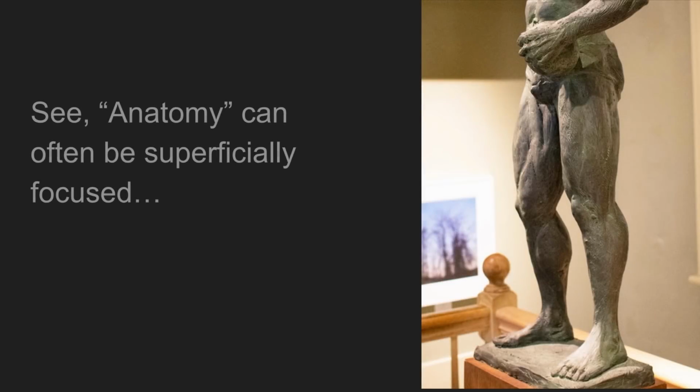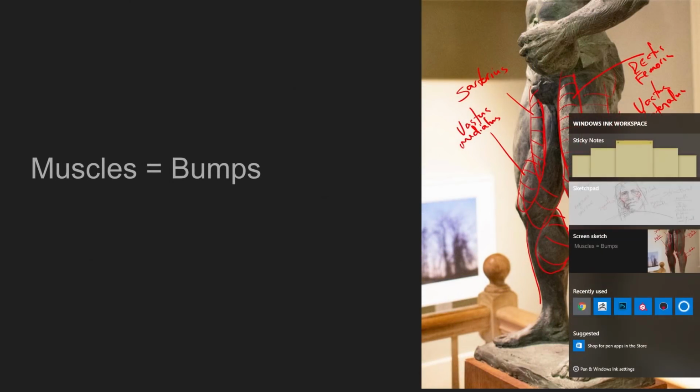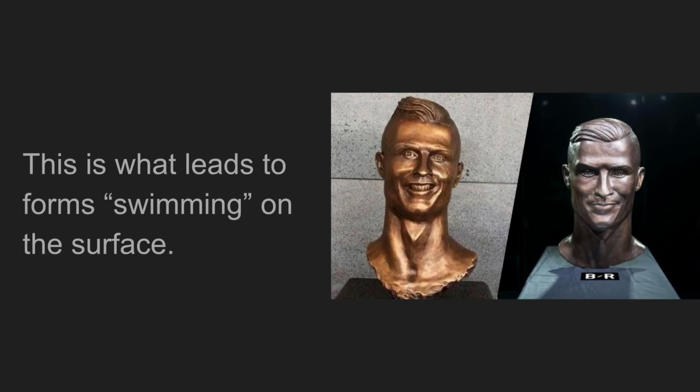It's much more basic. And the reason why this is important is because anatomy can often become superficially focused. And in being superficially focused, we can start to make mistakes, right? The muscles become about the bumps. But we start to miss certain structural elements like the knee. We don't get the femur and the bone properly in place with the essential structural elements to make those work. We get caught up in the bumps. This is what leads to forms swimming on the surface, right?